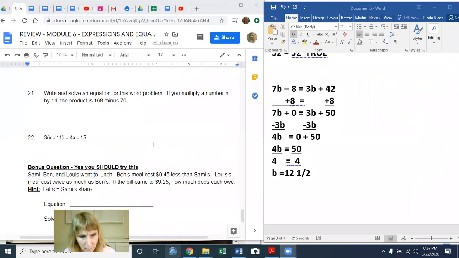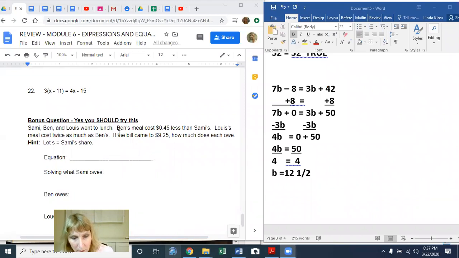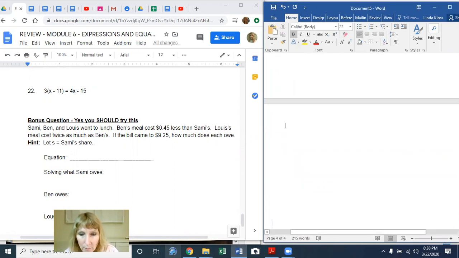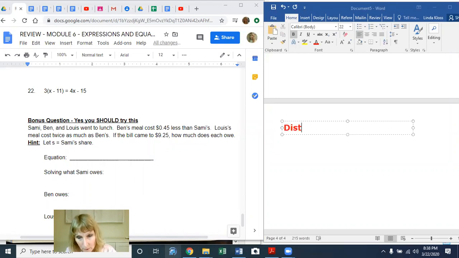And scroll down to number 22. Now on 22, it's very similar to what we just did, but you notice there's one extra step before we can solve it. We have to use, and I think we talked about this on the last video, maybe even this one, but I think the last one for sure, the distributive property before we can do the solving for the variable.